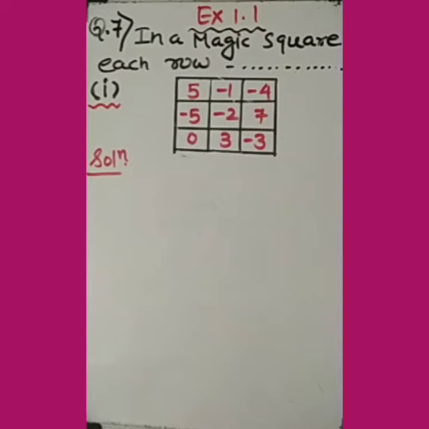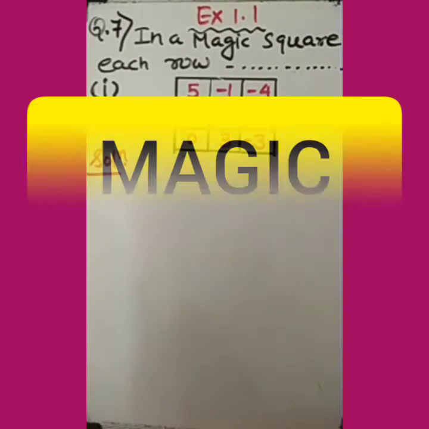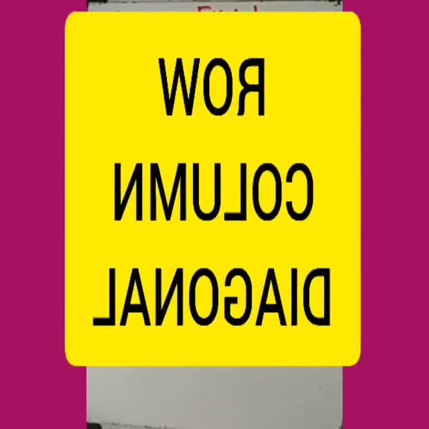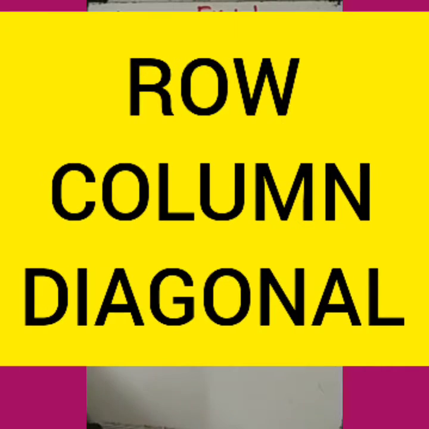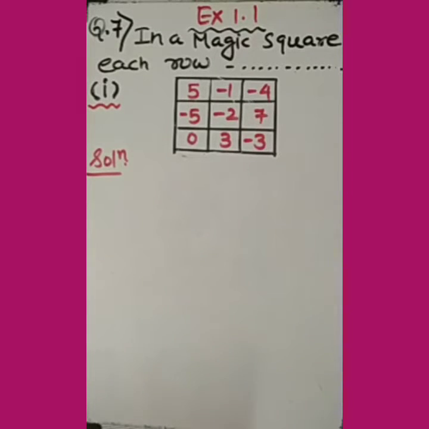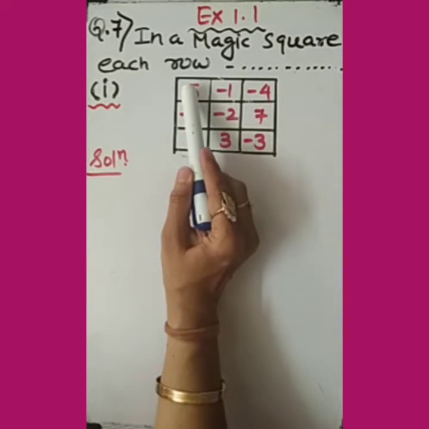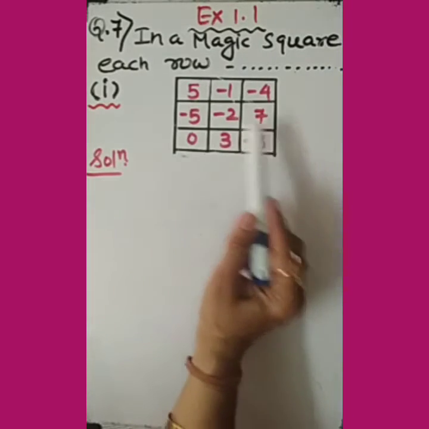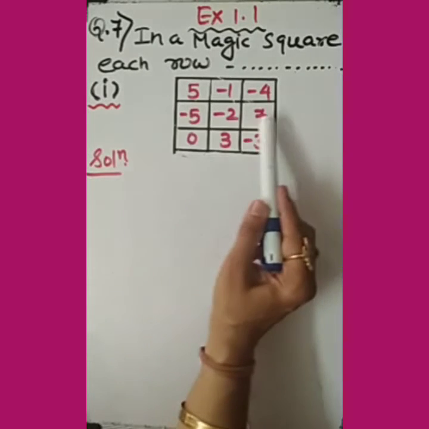Okay, my dear students, here exercise 1.1. It's question number 7. In a magic square, each row, column, and diagonal, three things are given. Let me clarify what a row is. Row we are considering as horizontal way. This is a horizontal line that we will calculate as a row.